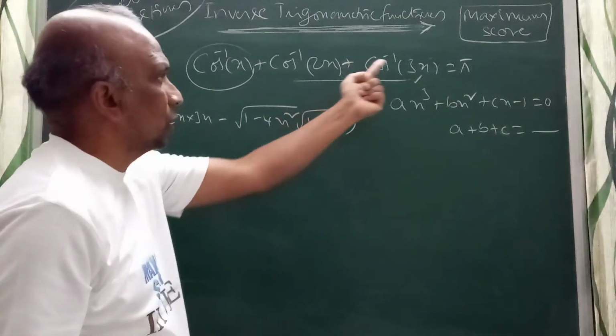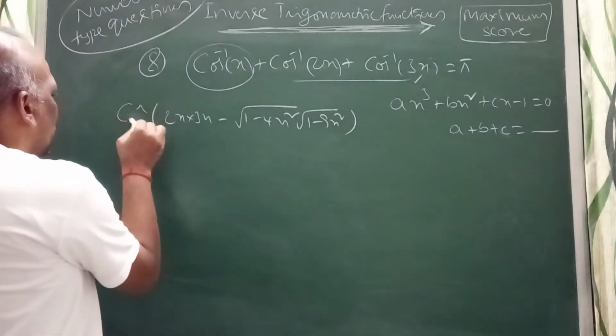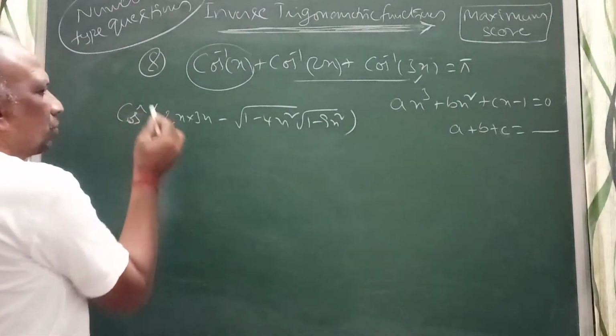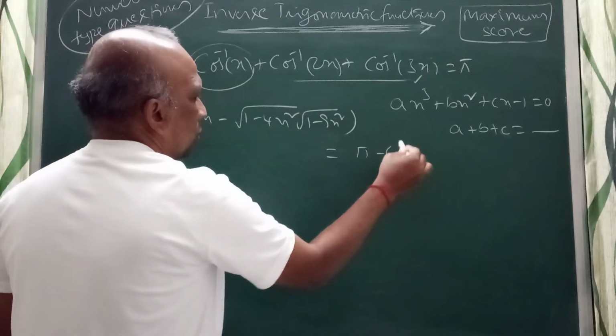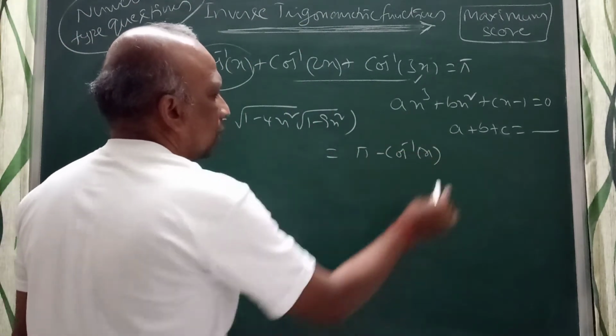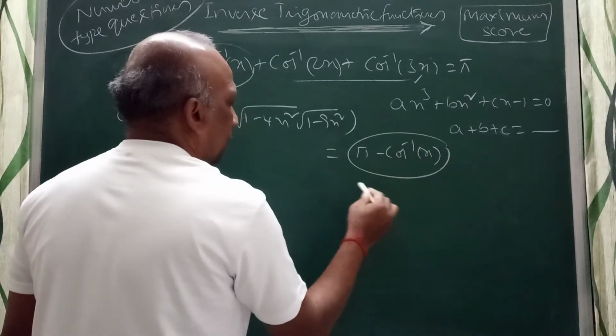Cos inverse x plus cos inverse y. With this one I can write: you transfer, pi minus cos inverse x. This is nothing but cos inverse of minus x, right?